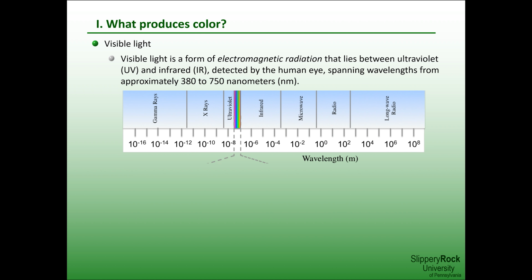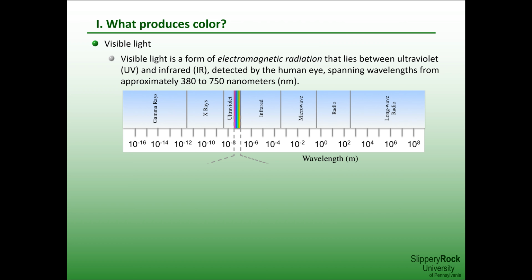Color begins with light, specifically visible light, which is just a small portion of a much larger range of energy called the electromagnetic spectrum. If you look at the diagram on the slide, you can see the full electromagnetic spectrum laid out from left to right. On the far left are gamma rays and X-rays. They have extremely short wavelengths and very high energy.